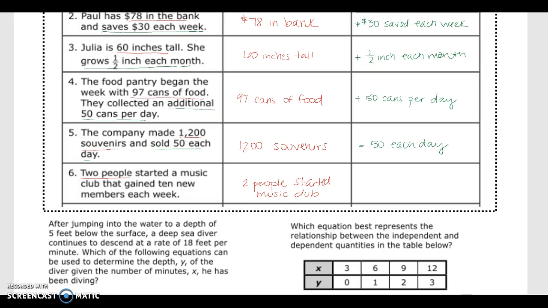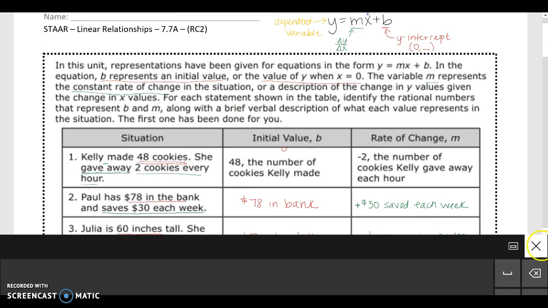And then it says it gained 10 new members each week. So plus 10 new members each week. Okay.